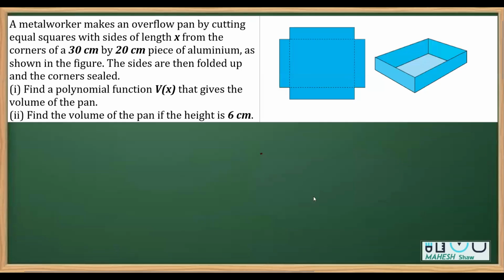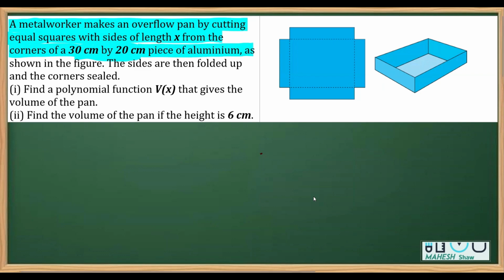We have one question from the chapter Quadratic. That's a case-based question from the chapter Quadratic Equation. It says a metal worker makes an overflow pan by cutting equal squares of side length x from the corners of a 30 by 20 piece of aluminium.